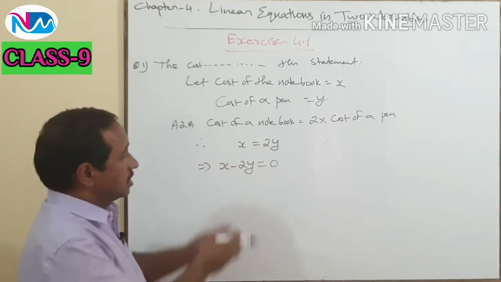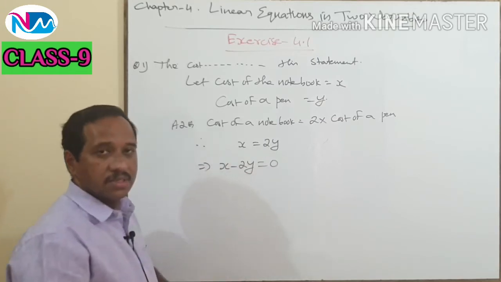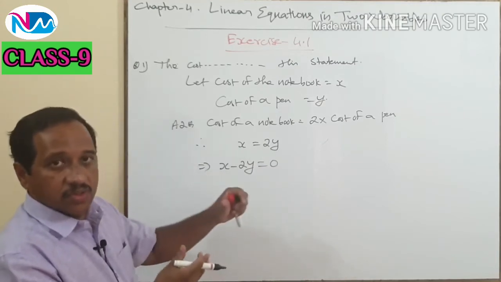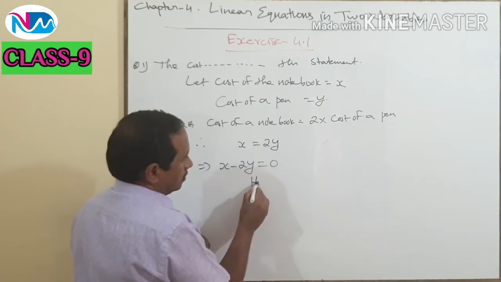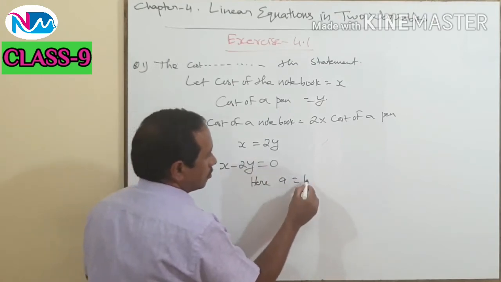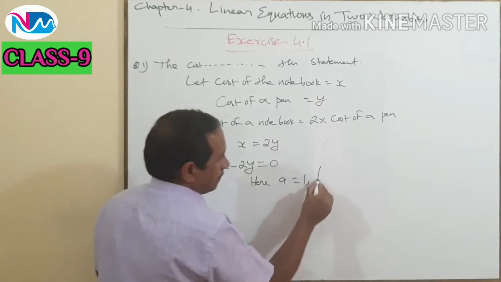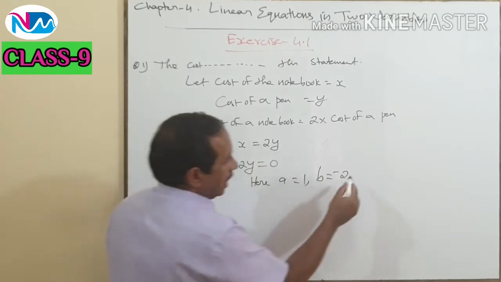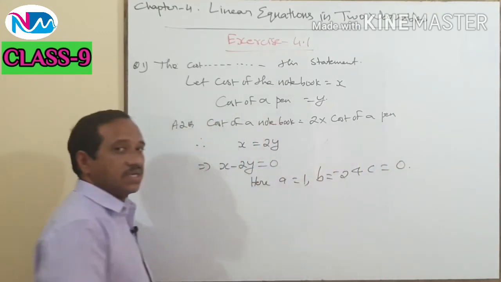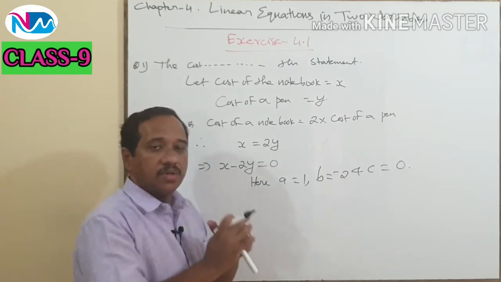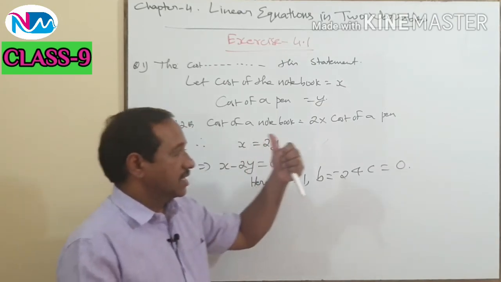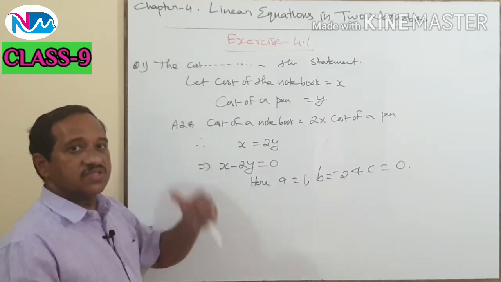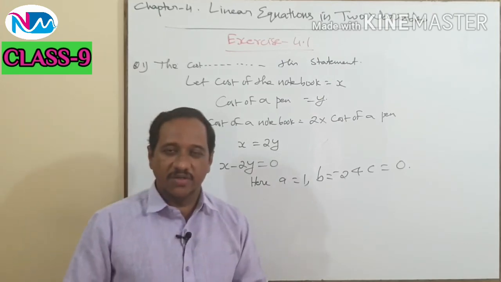Here again you can see that we have an x term, a y term, and the constant term is missing. So if you again write the values of A, B and C, here A is equal to 1, that is the coefficient of x, B is equal to minus 2, that is the coefficient of y, and C is equal to 0 because here we have no constant term. So this is how we can represent the given statement in the form of a linear equation in two variables.